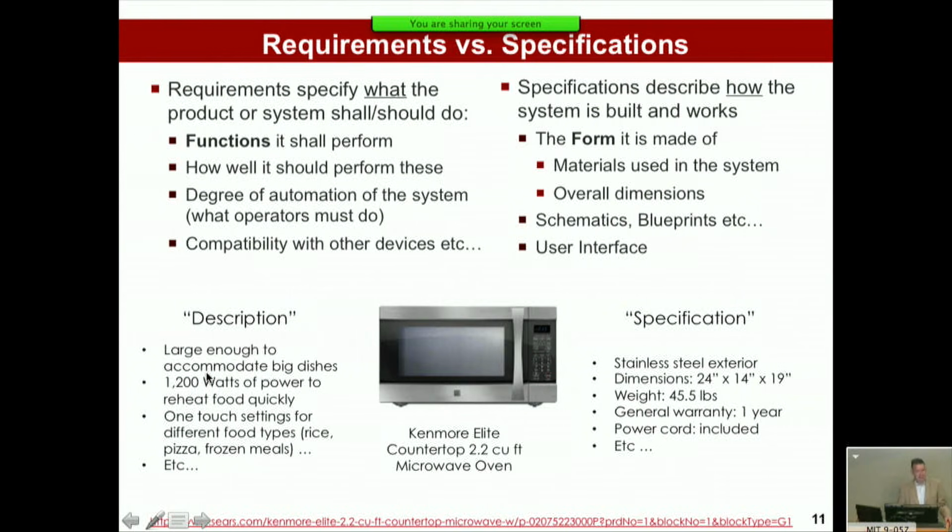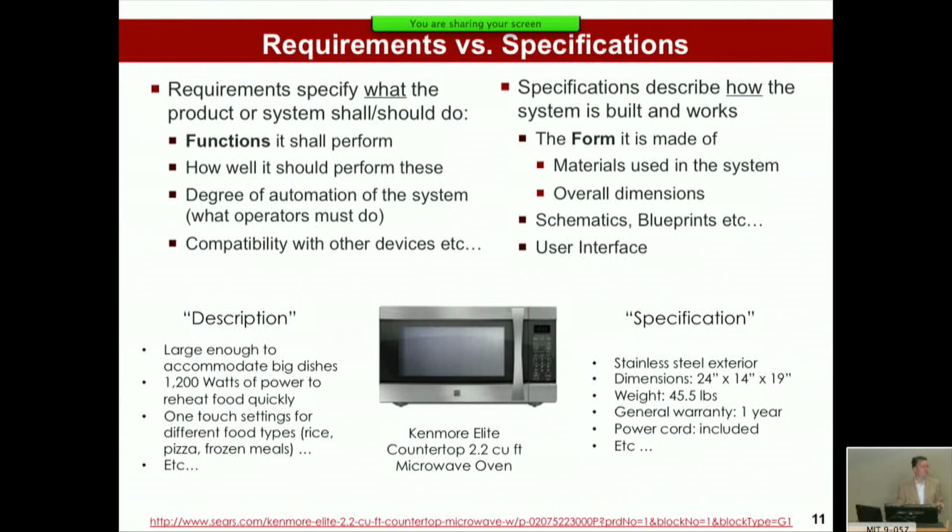This microwave is large enough to accommodate big dishes, right? So this is sort of family style. This is not a small microwave just for frozen meals. You should be able to put a big casserole in it and reheat meals and so forth. So the idea is, what are the things you're going to use in the microwave? What's the use case, right?